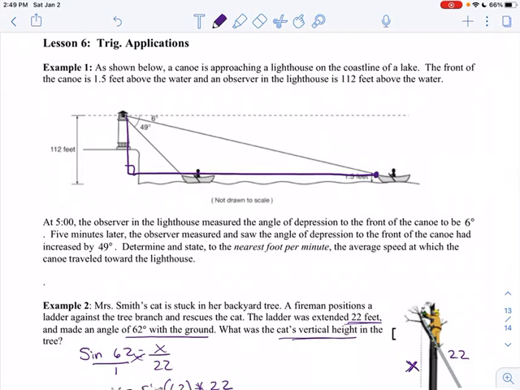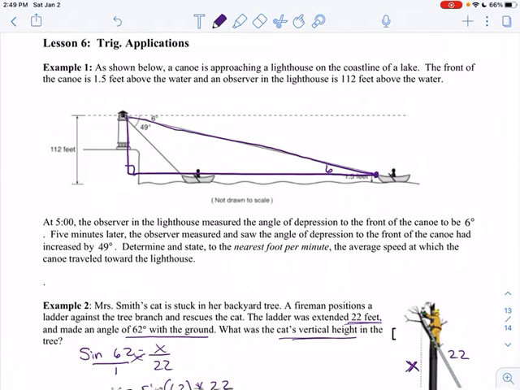So at 5 o'clock, he measured it, and that angle was 6 degrees. Remember, it's up here outside of the triangle. This is my triangle that I'm making in purple right here. But because they're alternate interior angles, I can put that 6 down there. All right.